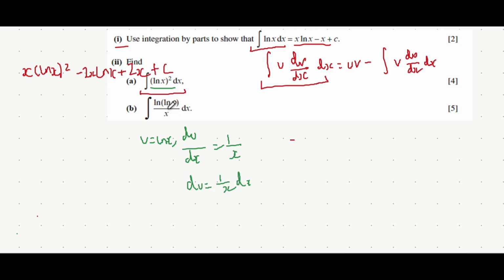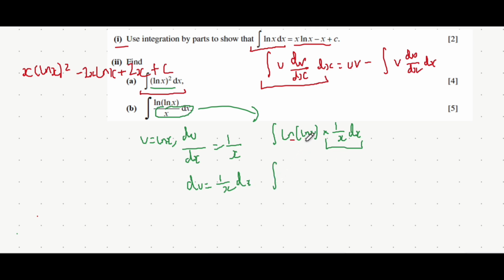Why do I mention that? That means that 1 over x dx, this whole section here, can be replaced with du. That sort of tells you that you actually do use substitution in this case. So this whole question, we can separate it into ln of ln x multiplied by 1 over x dx, because they're the same expressions. And then you can replace all of 1 over x dx with du.